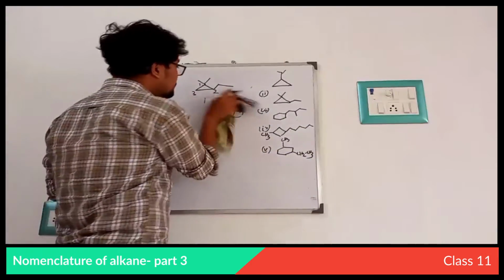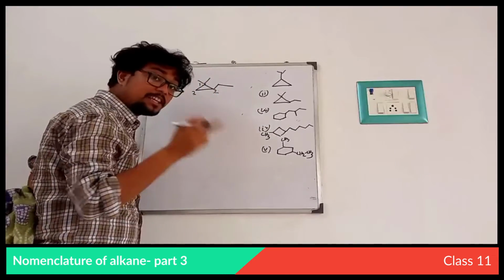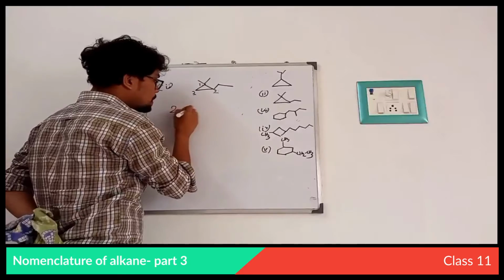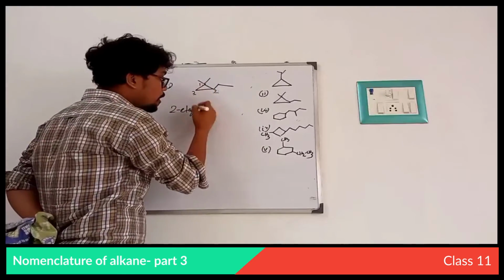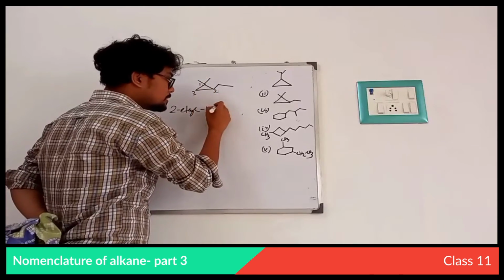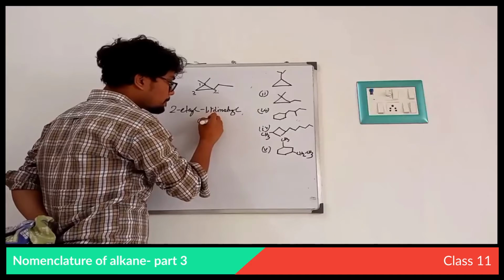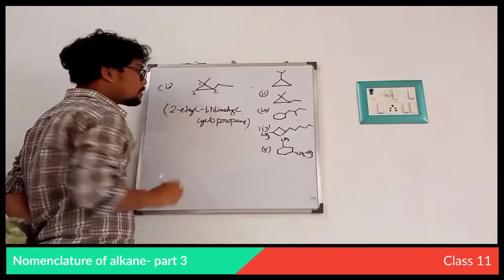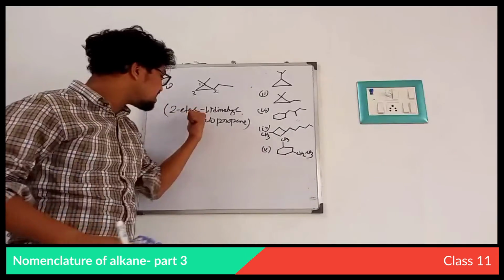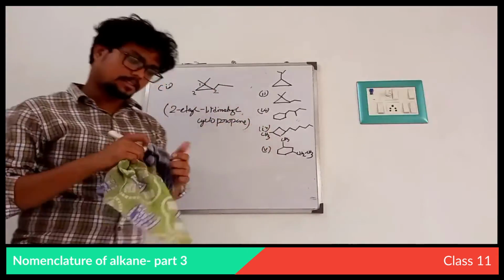Now what is the name of the compound? Alphabetically, ethyl comes first. So 2-ethyl-1,1-dimethylcyclopropane. Fine. 2-ethyl-1,1-dimethylcyclopropane. That is also easy.